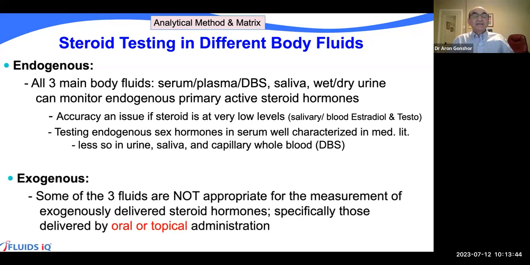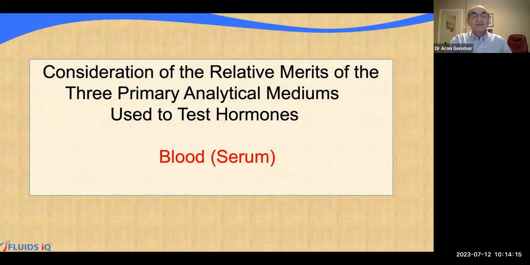Exogenous means steroids that are being given from outside the body, like hormone replacement therapy. And some of these three fluids that we just discussed are really not appropriate for the measurement of exogenously delivered steroid hormones. Specifically, and we'll go into more detail in a moment, those that are delivered by the oral route or by the topical route on the skin. You got to be careful because these various ways of testing for it can give you some pretty different results.